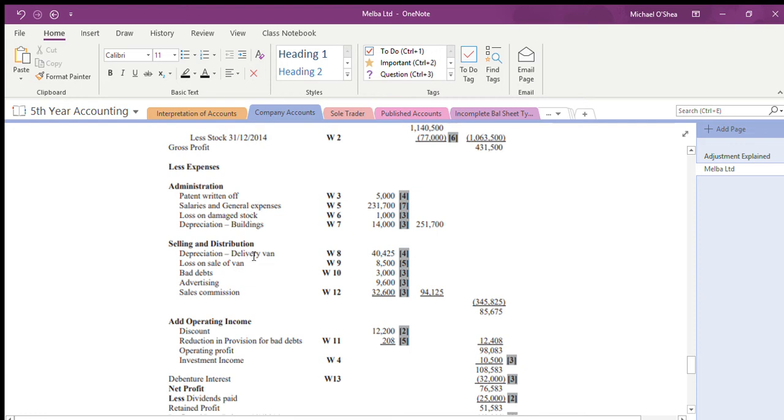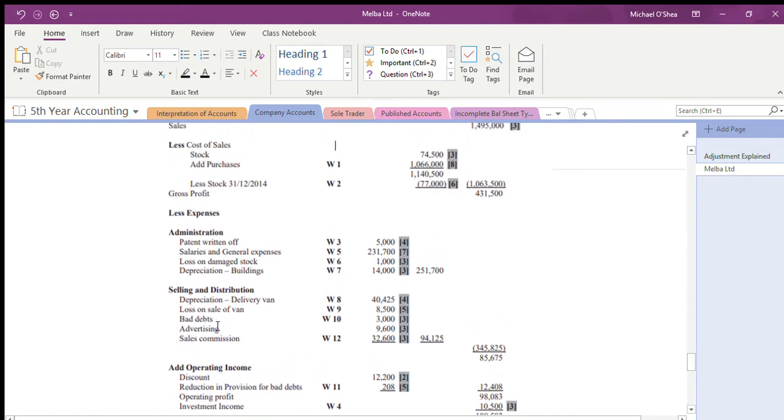We would have seen depreciation for delivery van is S&D. This is our loss on disposal. Bad debts. Bad debts are to do with trading. Advertising is to do with advertising a good that you're about to sell. So therefore, the cost comes as a direct or indirect result of you selling. And this last one here is sales commission.